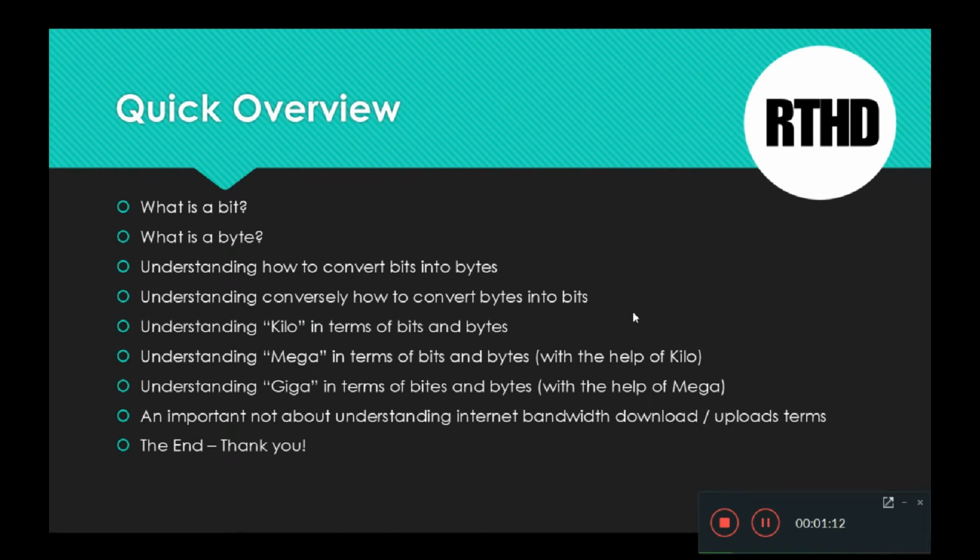Alright, so in this tutorial and explanation how-to video, I want to give you a quick overview of what's going to be happening. What I will be explaining today is what a bit is, what a byte is, understanding how to convert bits into bytes, and conversely how to convert bytes back into bits, understanding kilo in terms of bits and bytes, understanding mega in terms of bits and bytes with the help of kilo, and understanding giga in terms of bits and bytes with the help of mega, because they are procedurally calculated, so it makes it very easy to go through those things.